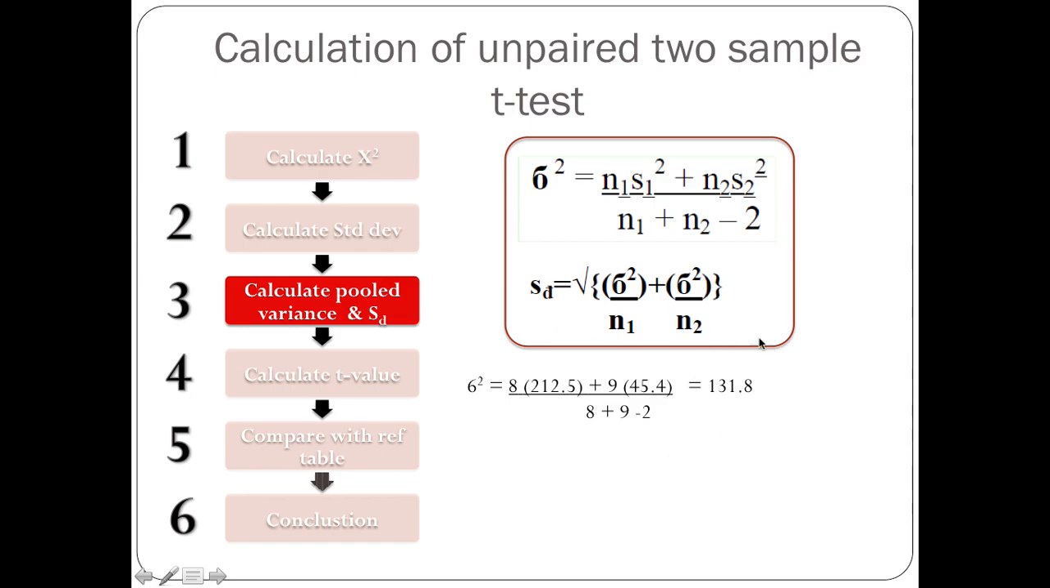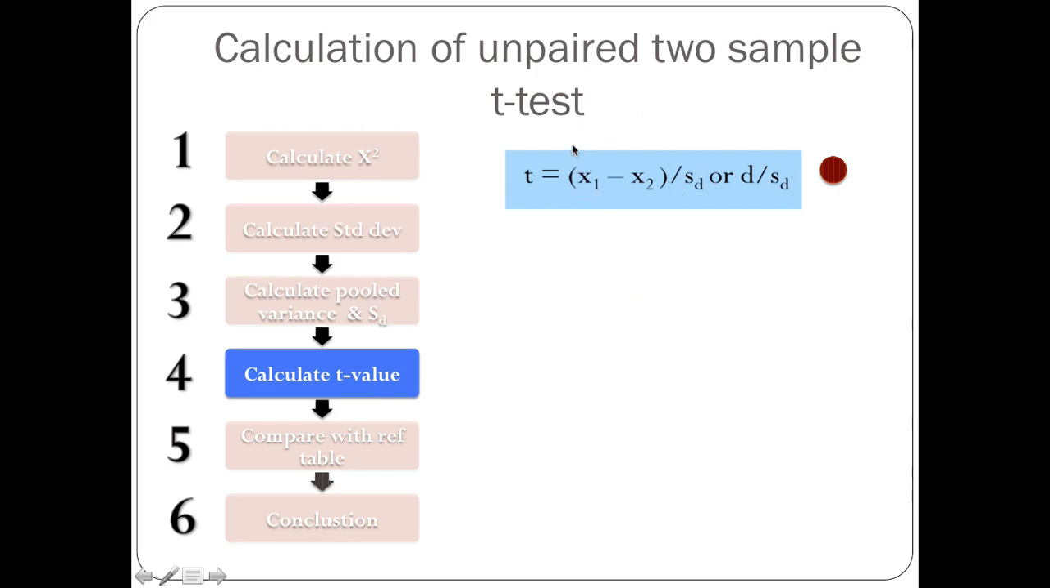So what is the standard deviation? It's simply the pool variance divided by the sample size of each group, sum them up and get the square root of it. So this is what you get, and the answer is 5.58.